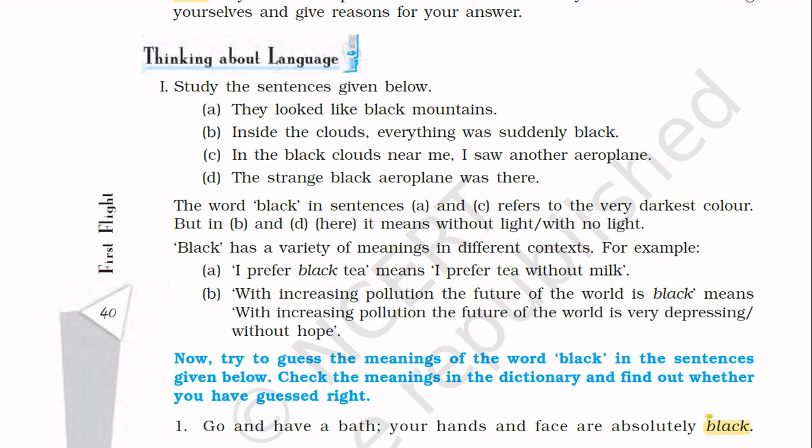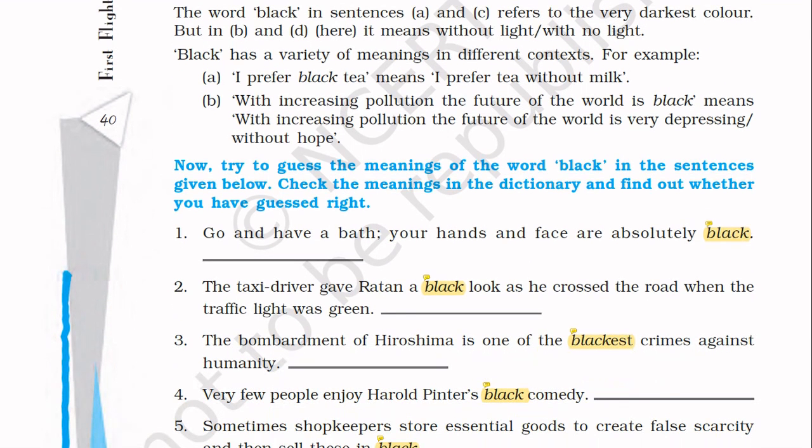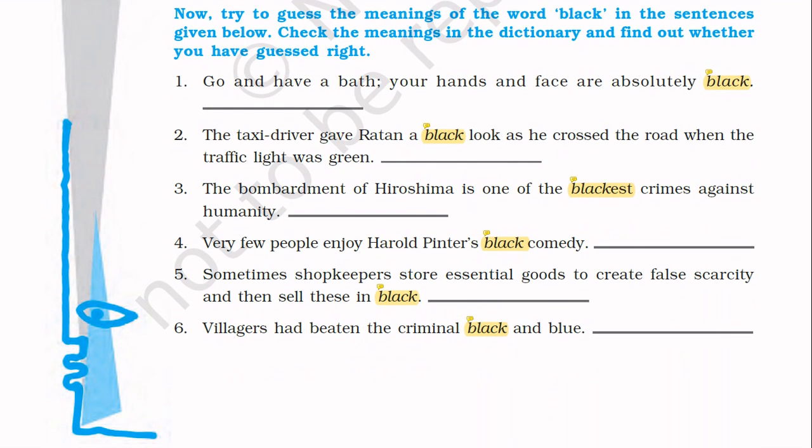Thinking about language. Here we need to define the word black. The word black can be used in many different meanings. Depending on the context, the meaning changes. So we need to figure out in what sense the word black has been used in these sentences. The first one: go have a bath, your hands and face are absolutely black. So here we can say that black means dirty.